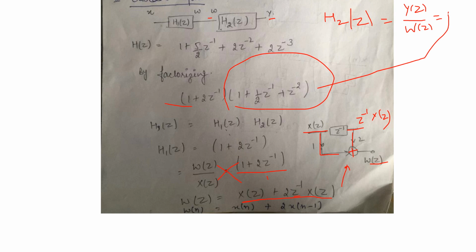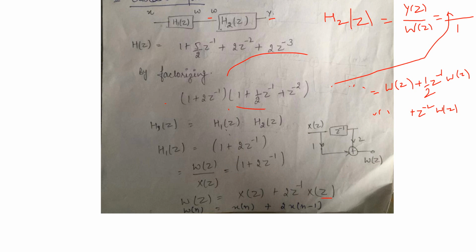If you cross multiply it, then y of z comes out to be w of z plus 1 by 2 z inverse w of z plus z raised to power minus 2 w of z. Now you will draw the structure of this equation. What will be the structure of this equation?